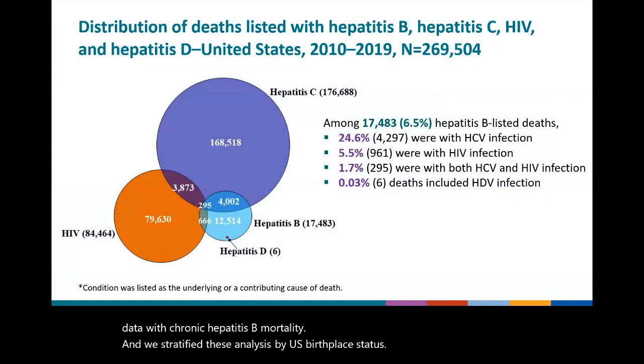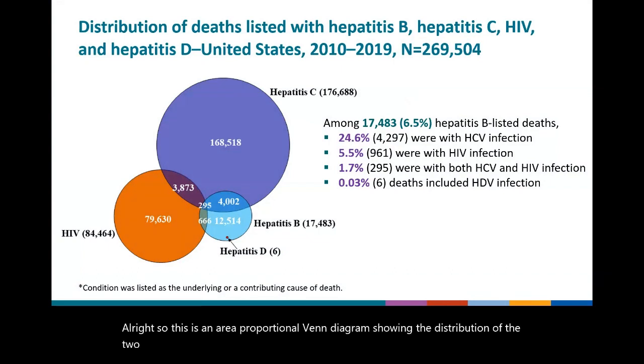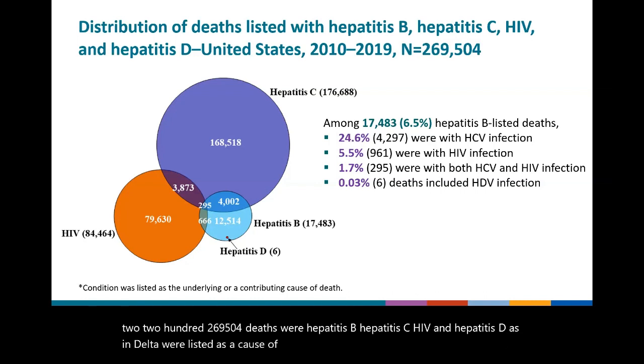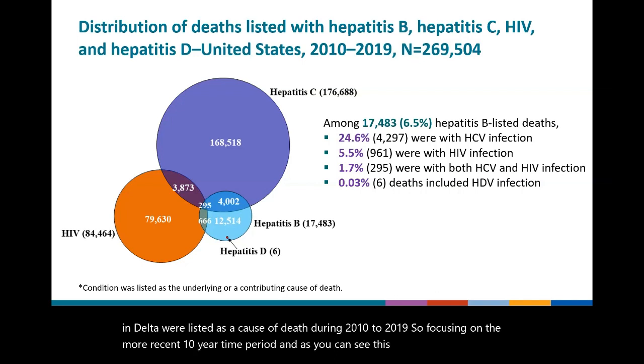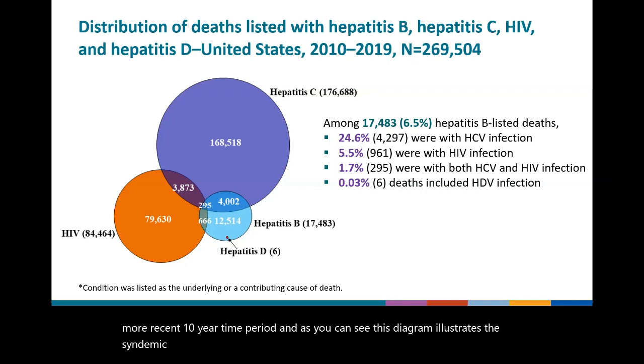So here are the results. All right, so this is an area proportional Venn diagram showing the distribution of the 269,504 deaths, where hepatitis B, hepatitis C, HIV, and hepatitis D, as in Delta, were listed as a cause of death during 2010 to 2019. So focusing on the more recent 10-year time period. And as you can see, this diagram illustrates the syndemic interactions between these infections.